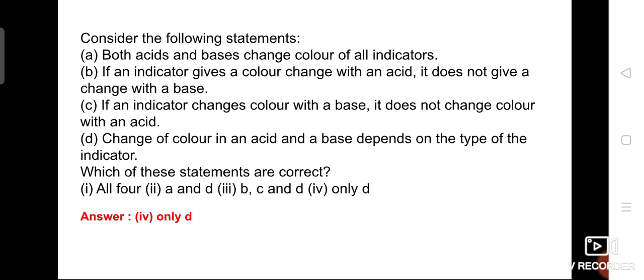So this is true. So which of the statements are correct? According to this, A, B, C, all three are wrong. Only D alone is correct. So the answer is 4, that is only D.